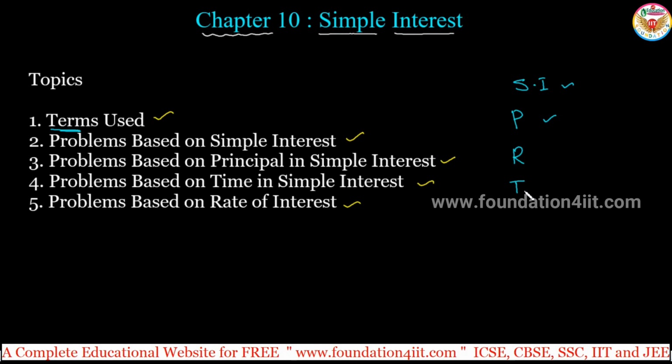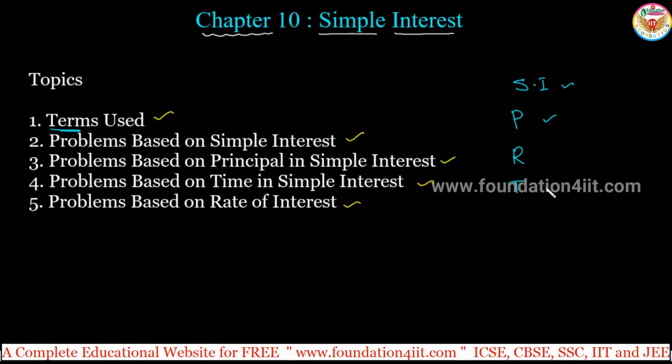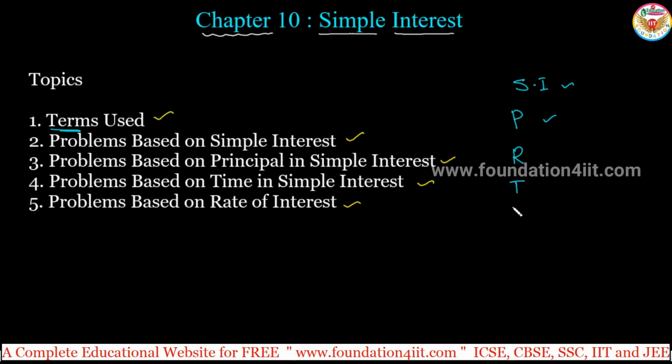Next, T is the time period. It is the time for which the sum is borrowed or lent, how much time is taken. This is in years, like 2 years, 3 years. If it is given in days, you have to convert it into years. If they give it in months also, convert into years. R is rate of interest per annum, T is the time period.